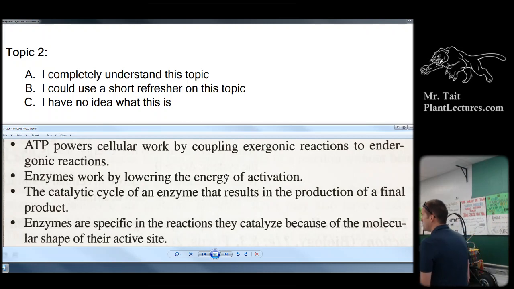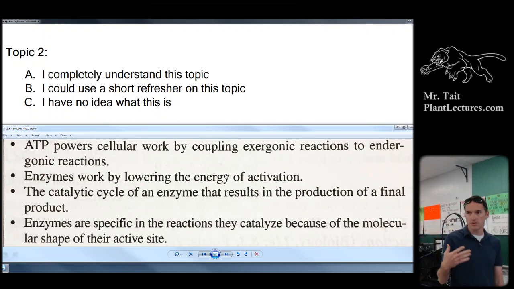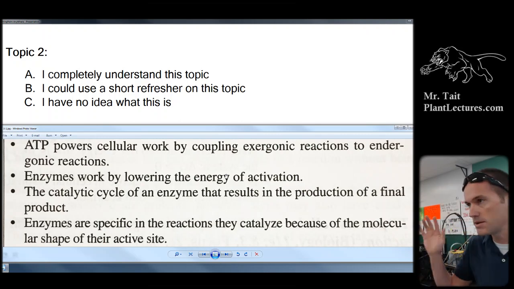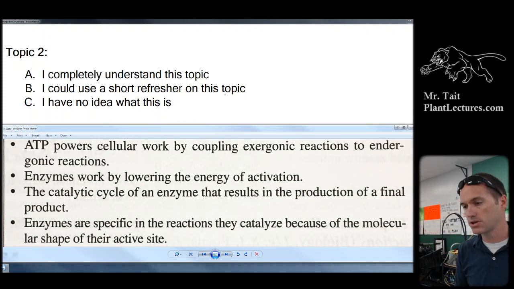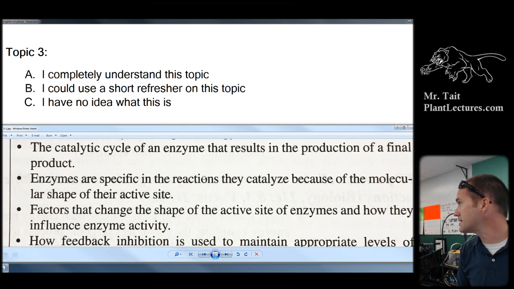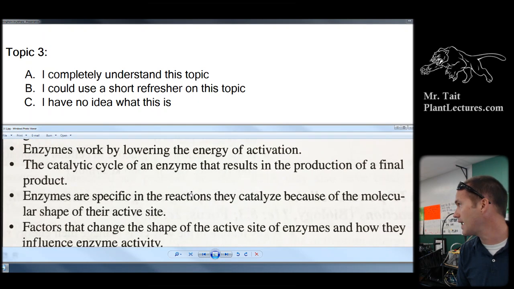Decently confident. Basically, the hydrolysis of ATP is exergonic, meaning it's going to release energy. If you have an endergonic reaction, you need energy from somewhere. Where do you get the energy from? You get it from the breakdown of ATP. ATP becomes sort of like this universal energy currency that can be used to power most endergonic reactions. Topic 3 says enzymes work by lowering the energy of activation.